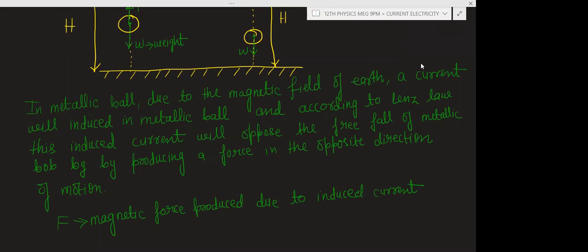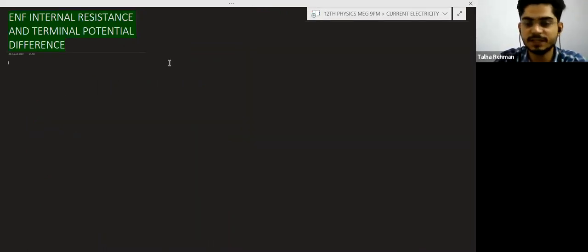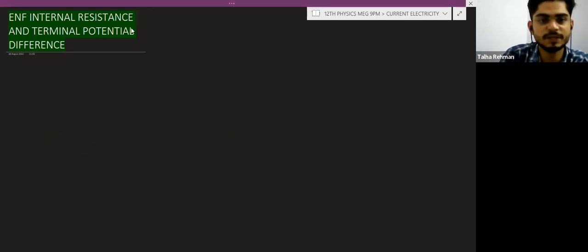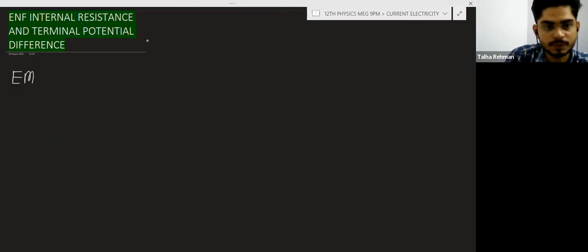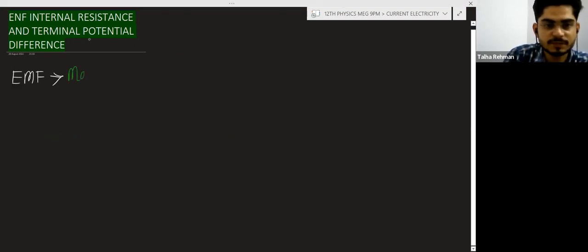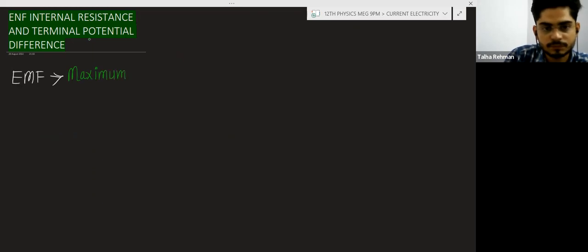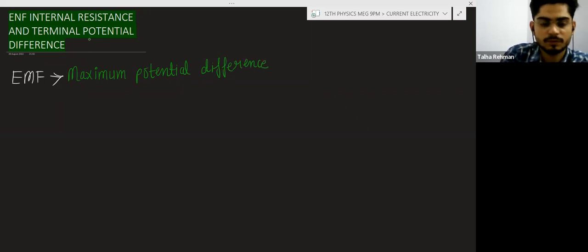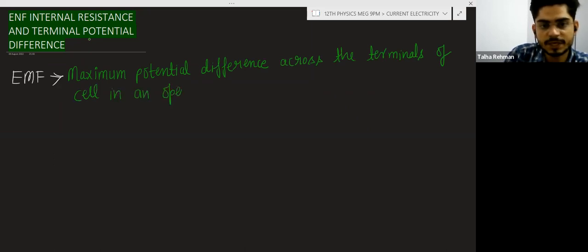Okay, fine. Now we will have a next topic: EMF, internal resistance, and the terminal potential. EMF. So EMF is the maximum potential difference across the terminals of a cell in an open circuit.